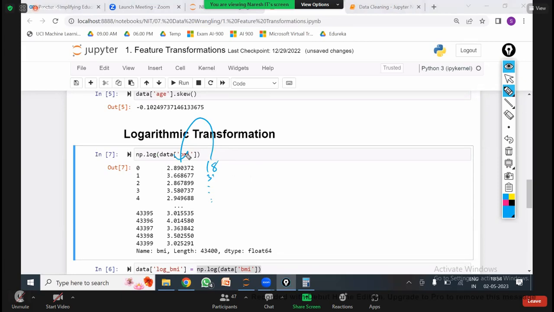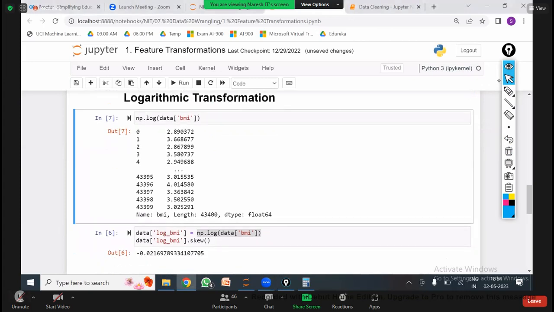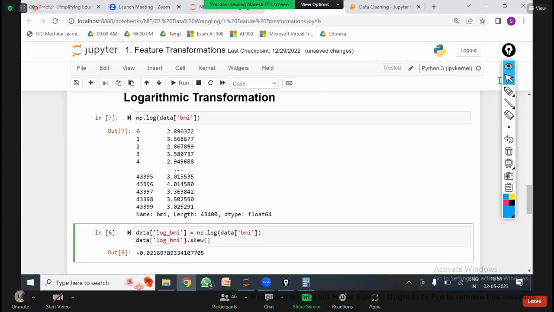I told you, right? Data wrangling means transforming the data from one format to another format. You are doing the conversion. You are converting the data from one format to another format, right? So here, I'm just converting the data. Now for this new data, I'm calculating the skewness. Now the skewness value is 0.02. This is one way, applying the log.